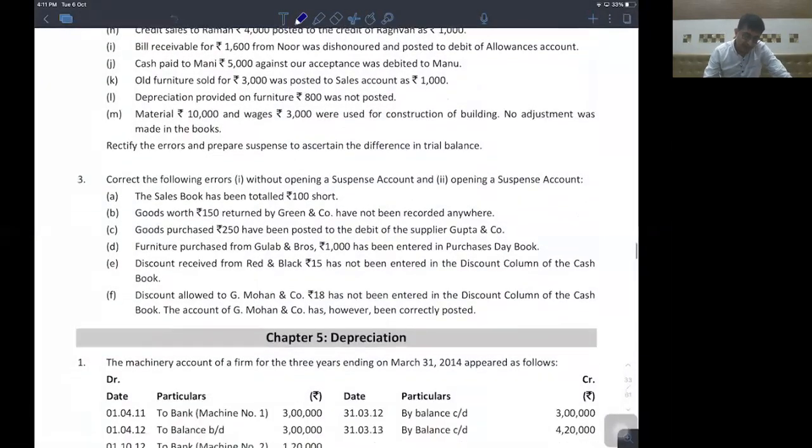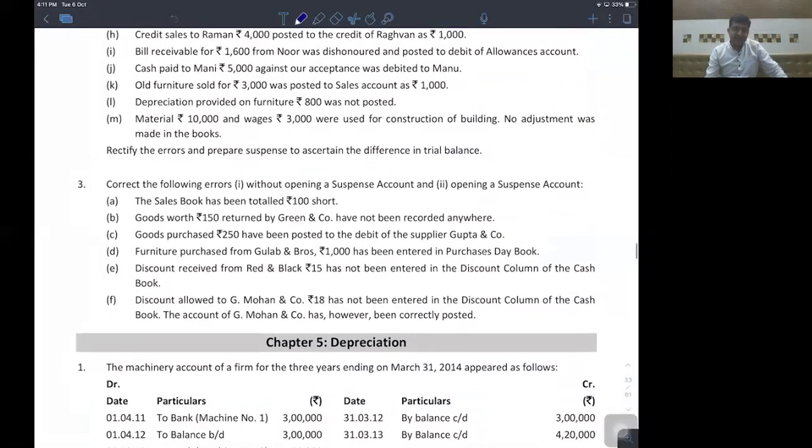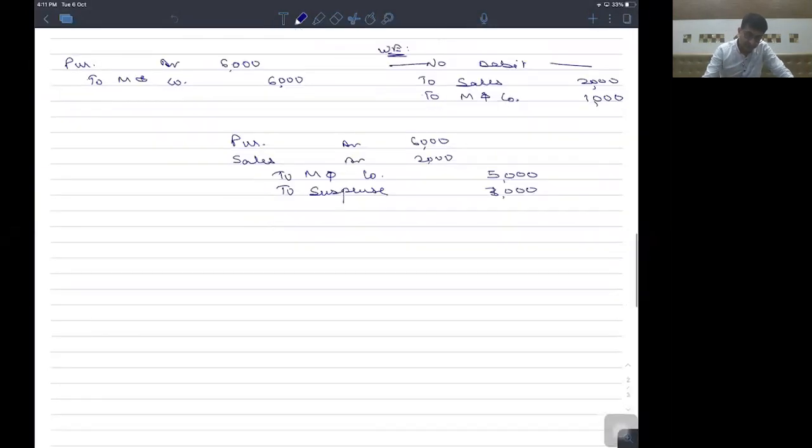Next one, credit sales to Raman rupees 4,000 posted to the credit of Raghavan at rupees 1,000. Posting to wrong account, that too with the wrong amount to the wrong side. Raman की जगह Raghavan, debit की जगह credit, 4,000 की जगह 3,000. Correct?